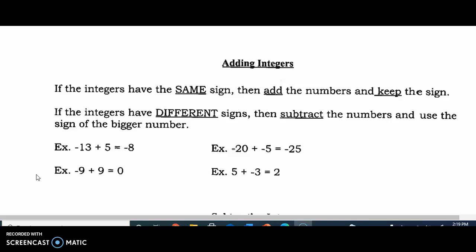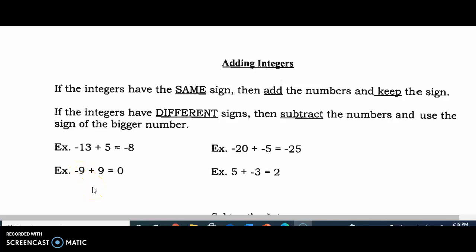If the integers have the same sign, then add the numbers and keep the sign. So if you're adding two positive numbers, add the numbers and keep them positive. If you're adding two negative numbers, add the numbers and keep them negative. Now remember, positive numbers, if you're looking like this 9, are not going to have an extra positive sign. They're just not going to have a negative sign in front of them.